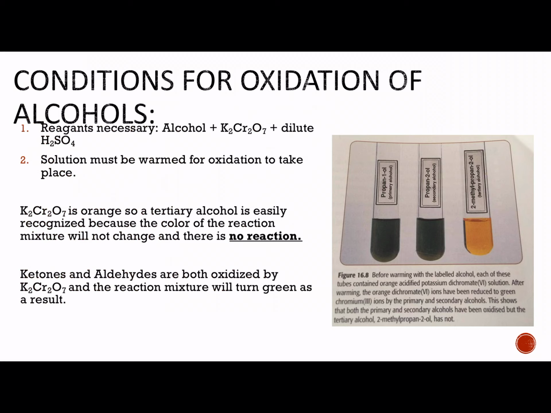So, what are the conditions? As you saw, you can use dichromate and dilute H2SO4, and the solution must be warmed, which the actual condition is heat under reflux, is the term that is used by Cambridge. K2Cr2O7 itself, because dichromate is a transition metal, and I told you earlier in the year, transition metals are often colored. So the K2Cr2O7, the dichromate itself, is orange. That's its natural color.